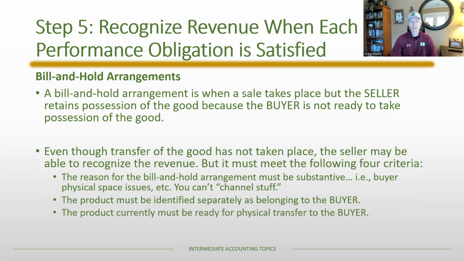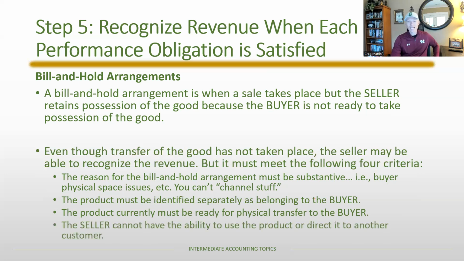The product currently must be ready for physical transfer. So for the lumber, maybe it's sitting on pallets, maybe it's wrapped, but either way, it's basically got to be ready to go out the door. And then finally, you cannot have the right or ability to sell the product to another buyer. So in other words, with that lumber, if I could sell it to another construction company and then, quote unquote, replace it, then I cannot recognize that revenue until it's actually been delivered.